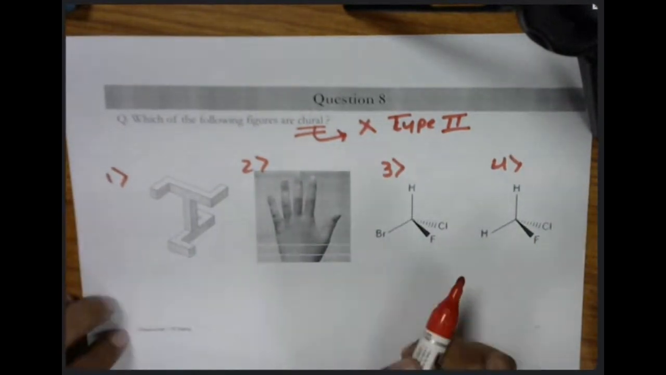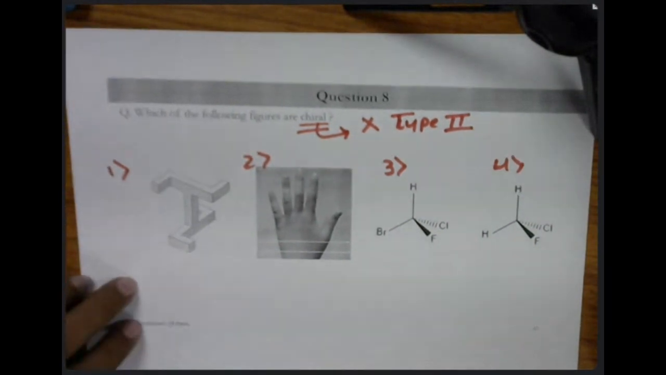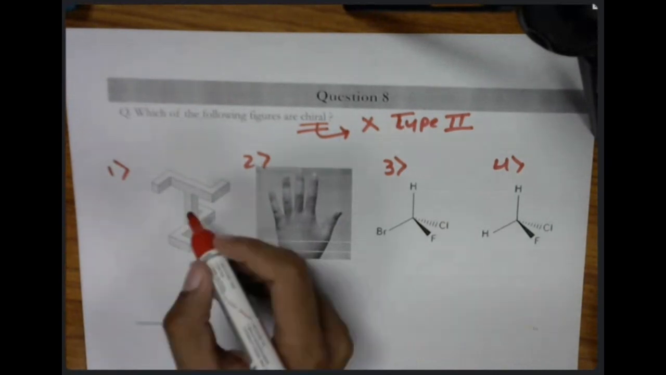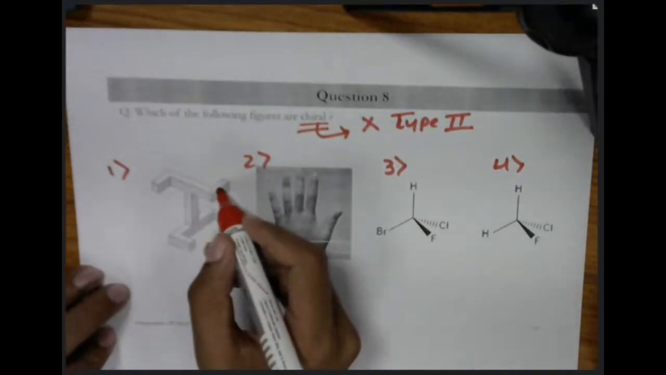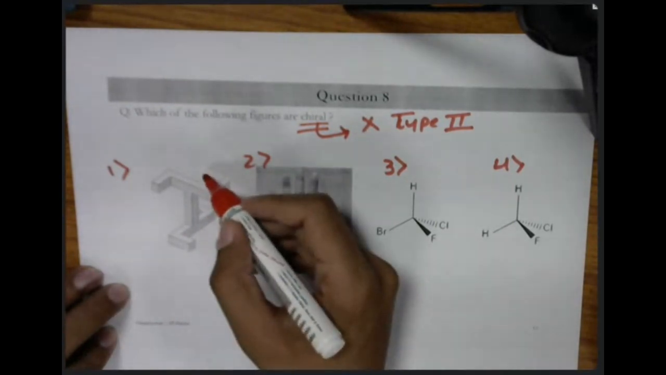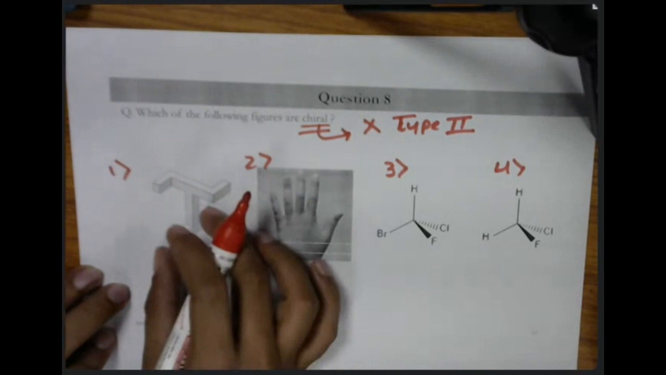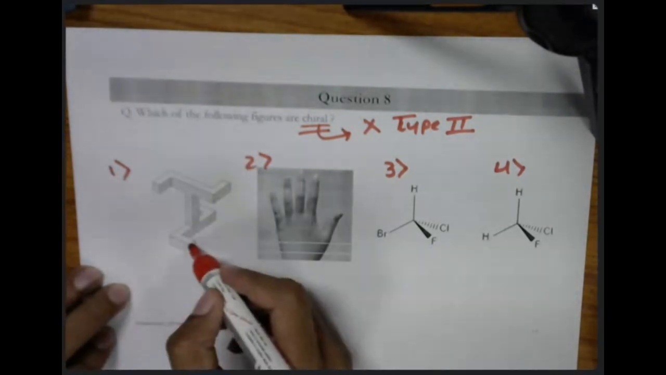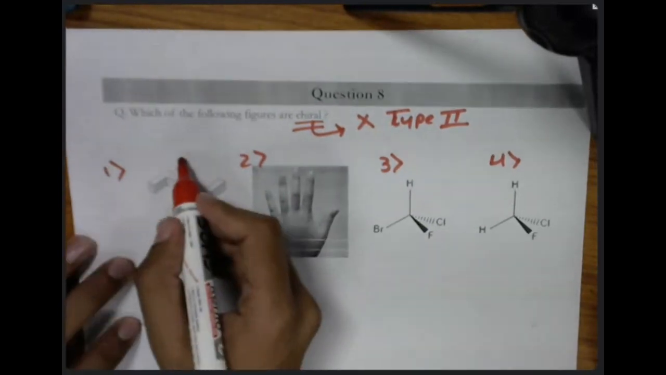Okay, let's start with the first one. Is there any type 2 operation? Let's think and then answer it. So what we can see is that if I rotate this by 90 degrees, it will coincide with the one below, right? And if I invert them, then it will come over here. So it is having the roto-inversion.